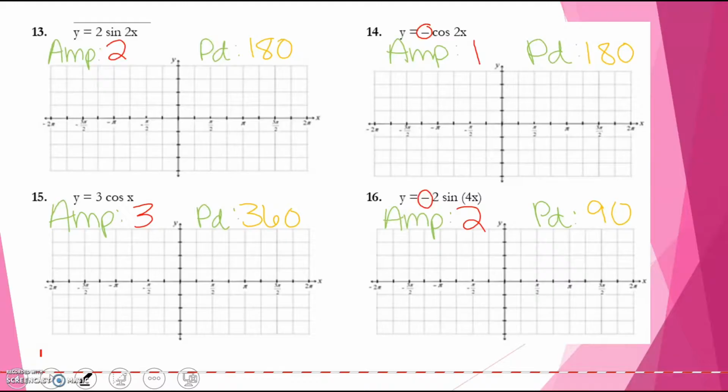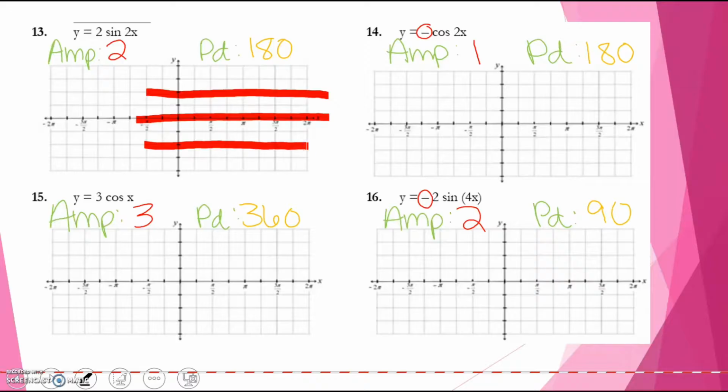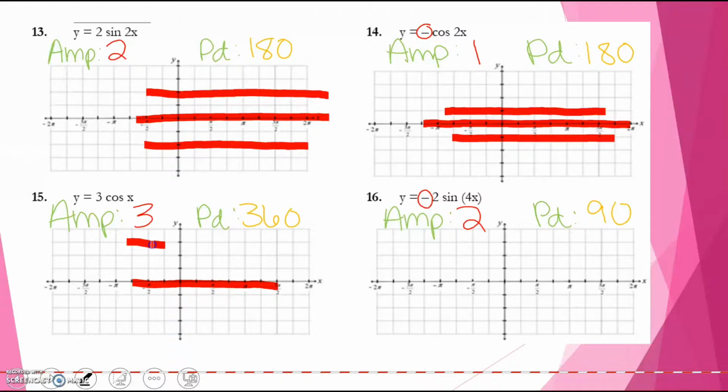All right, so I'm going to go through the amplitude of all of these first. So for number 13, the amplitude is 2. So that means its equilibrium is there. It's 2 above it and 2 below it. The next one has an amplitude of 1, so it'll be a shorter graph. The next one has an amplitude of 3, so 3 up, 3 down, and the last one's 2.